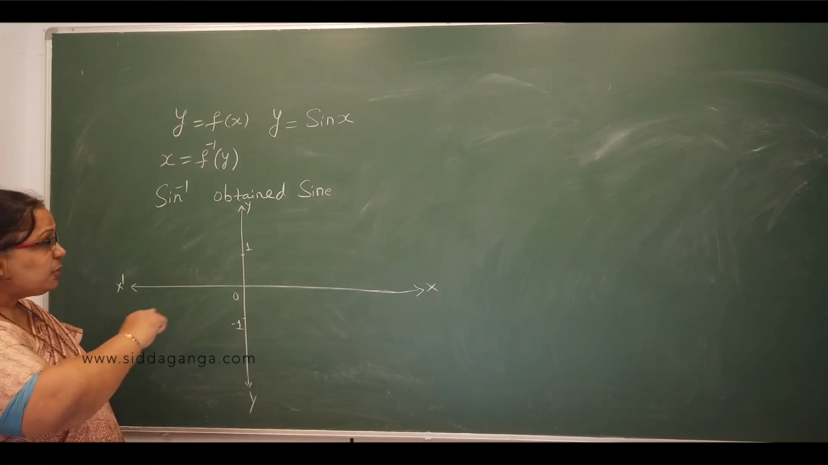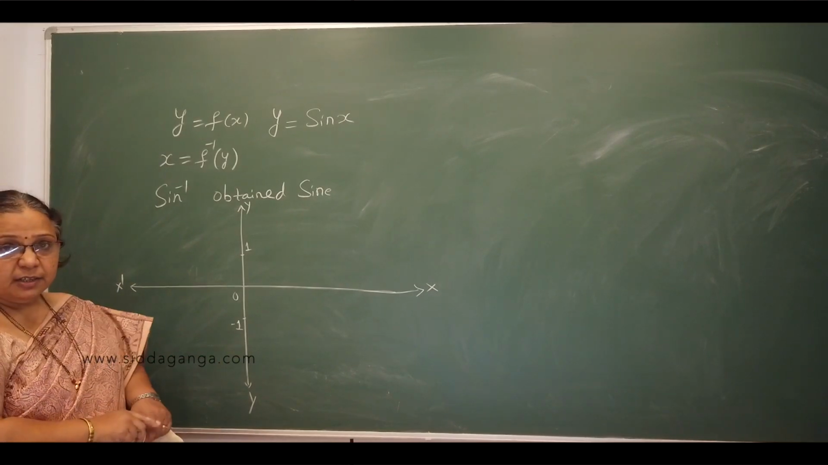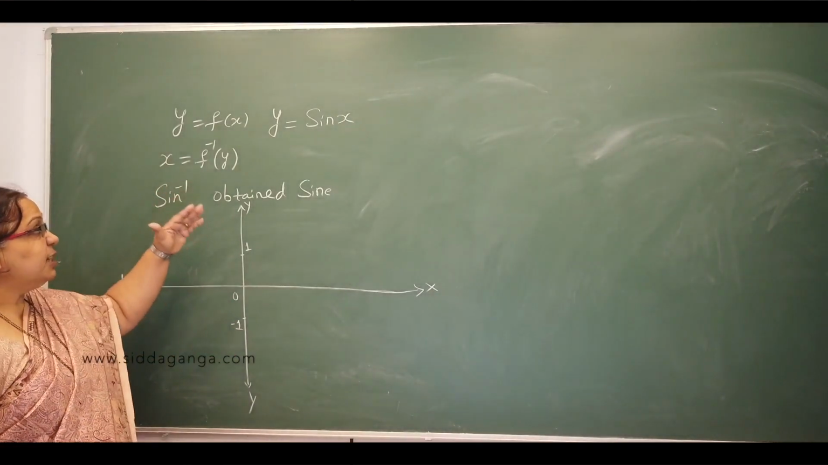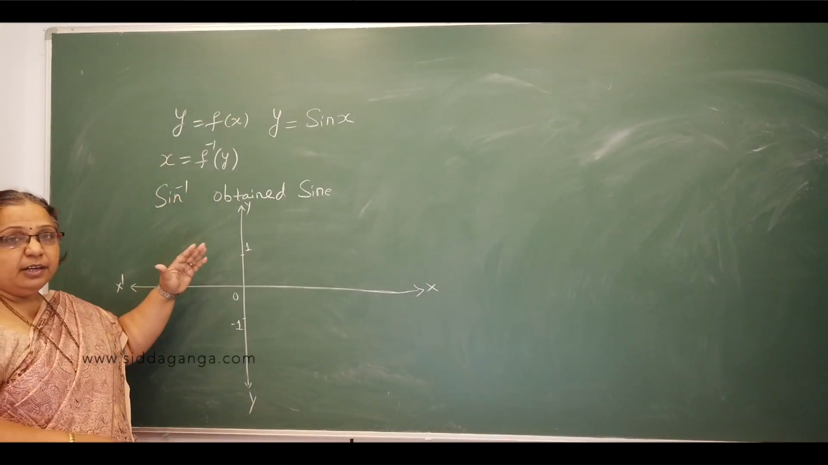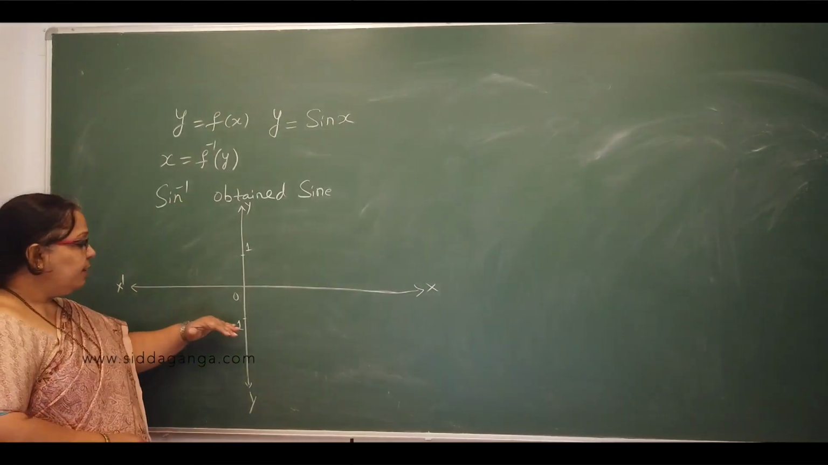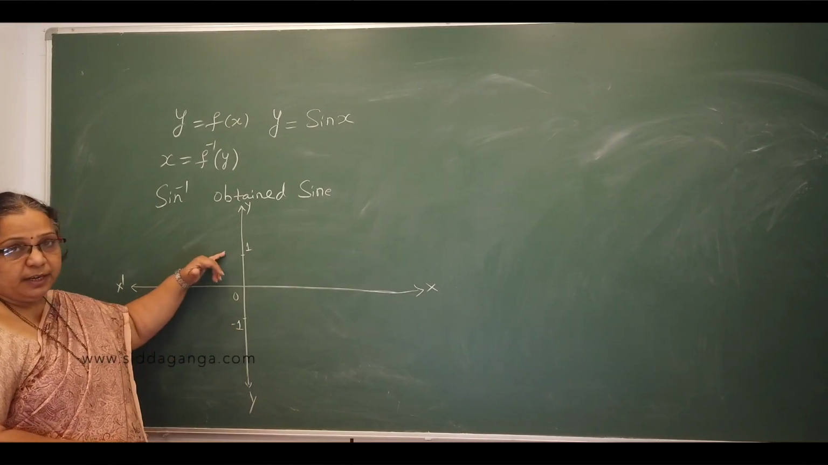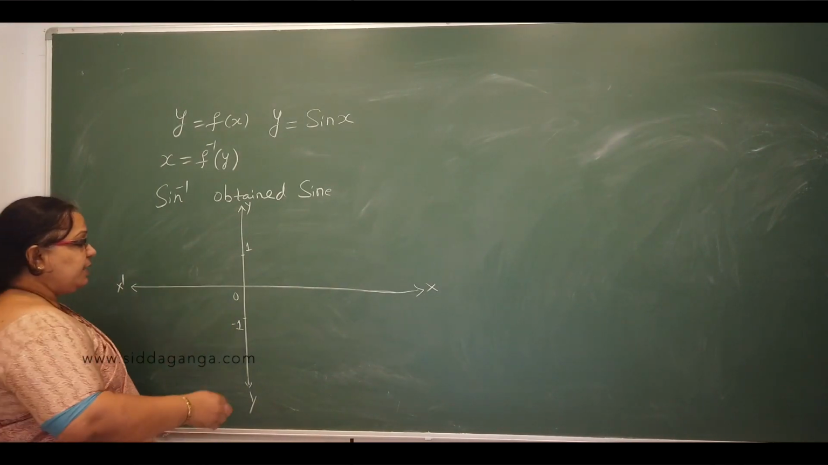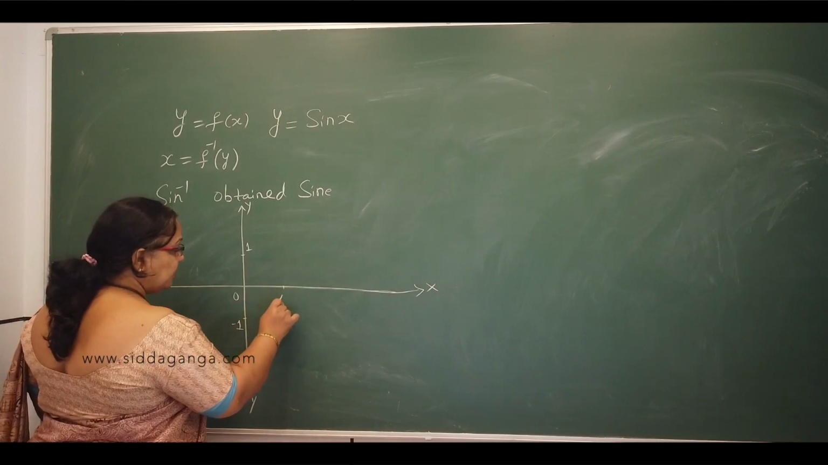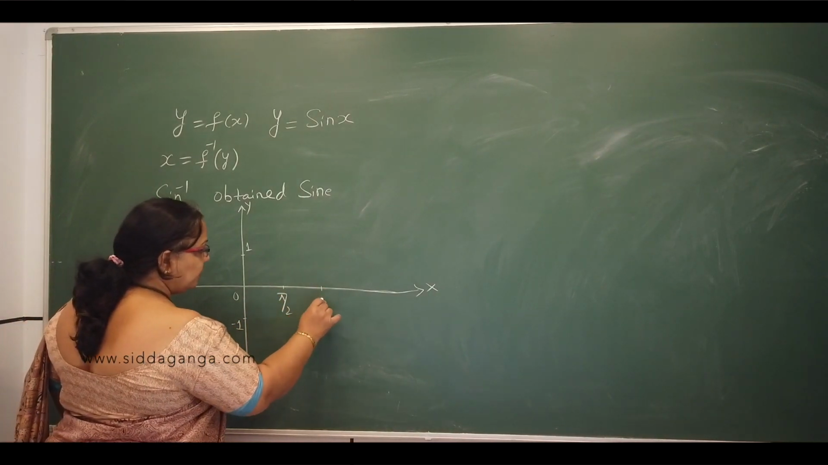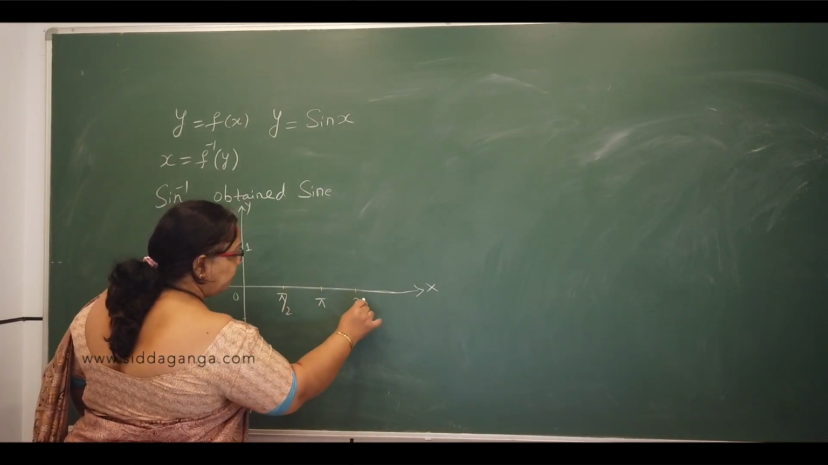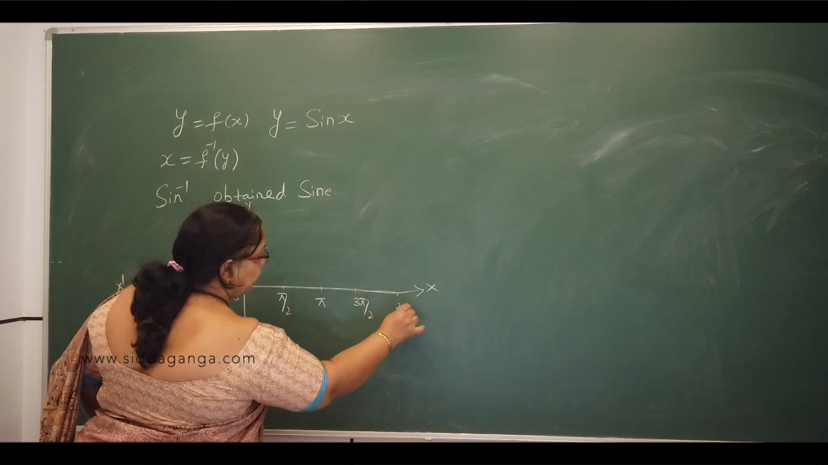As the values of x increase, the value of the sine function, that means the y value, lies in the closed interval -1 comma +1. So you consider the quadrant angles, that is pi by 2, pi, 3 pi by 2, 2 pi.